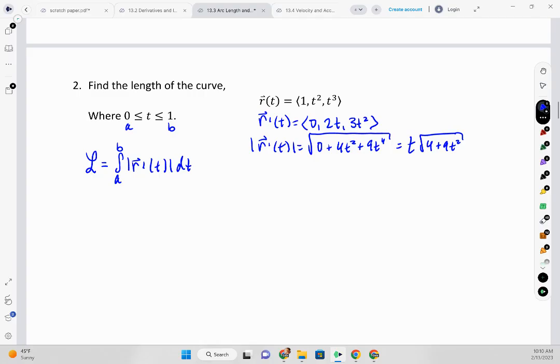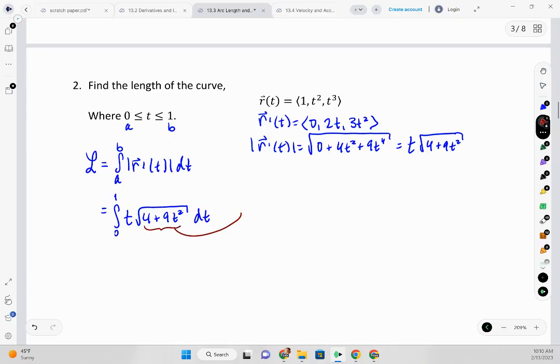Go ahead and plug everything in because I have it all. a is 0, b is 1, and the magnitude of r prime of t is t times the square root of 4 plus 9t squared dt. Now, the fact that I simplified my radical is extremely important. If I'm not willing to do that, then I'll never be able to integrate this. I need that t on the outside because I'm going to do a u substitution right now.